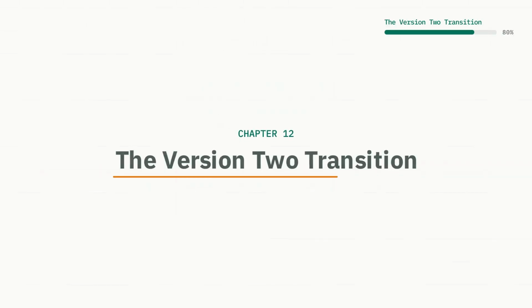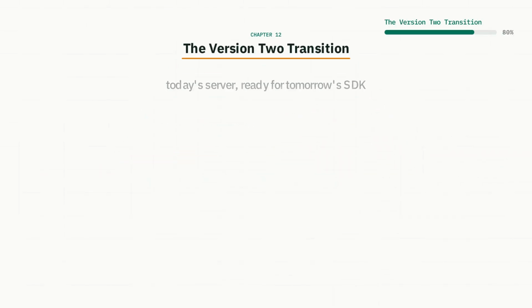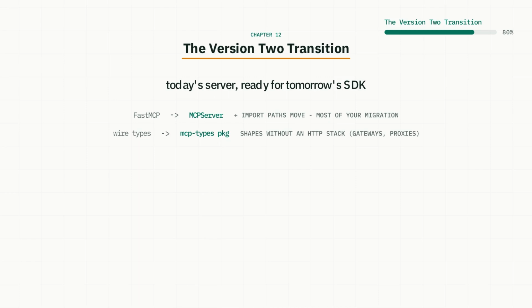Chapter 12, the version 2 transition. So today's server is ready for tomorrow's SDK. What's coming from the beta released days ago? The headline rename: FastMCP becomes MCPServer, with import paths moving accordingly. If you built with decorators, that rename is most of your migration.